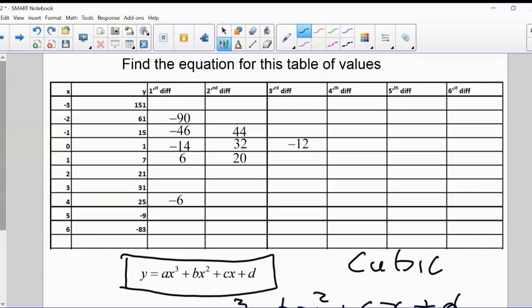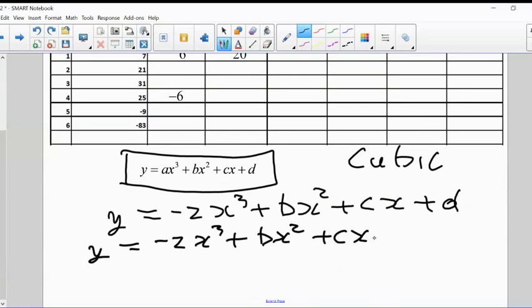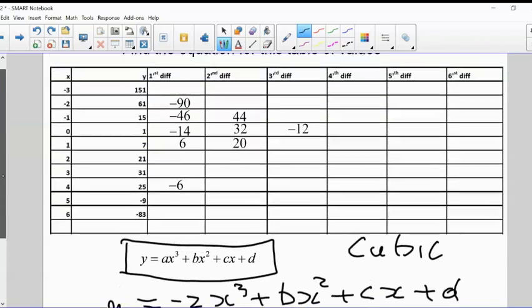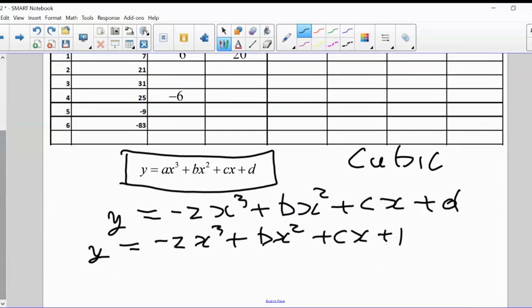So that's absolutely correct. So we can rewrite this now as y equals minus 2x cubed plus bx squared plus cx plus 1. Why? Look at the table. When x was 0, y was equal to 1. That means that the y-intercept is 1. The y-intercept is always that constant on the end. The constant on the end was d, so we'll make that equal to 1. All right, is everybody with me so far? Does that all make sense so far?